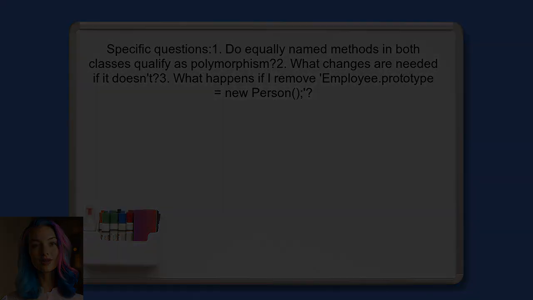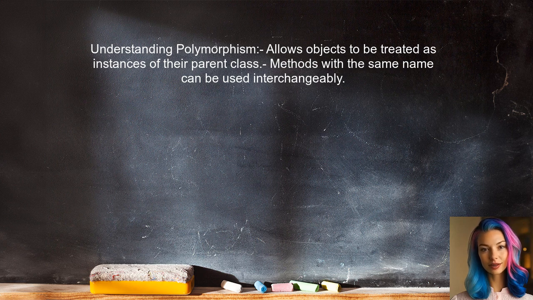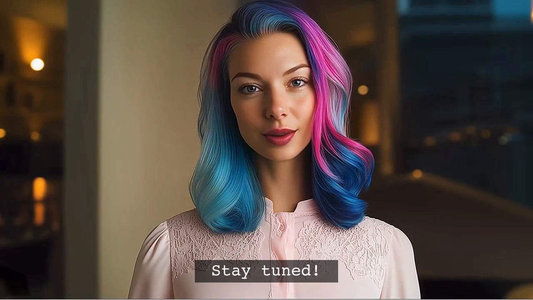Let's break it down. To understand polymorphism, we need to recognize that it allows objects to be treated as instances of their parent class, even when they have their own specific behaviors. This means that if two classes have methods with the same name, they can be used interchangeably in certain contexts. Let's explore this further.